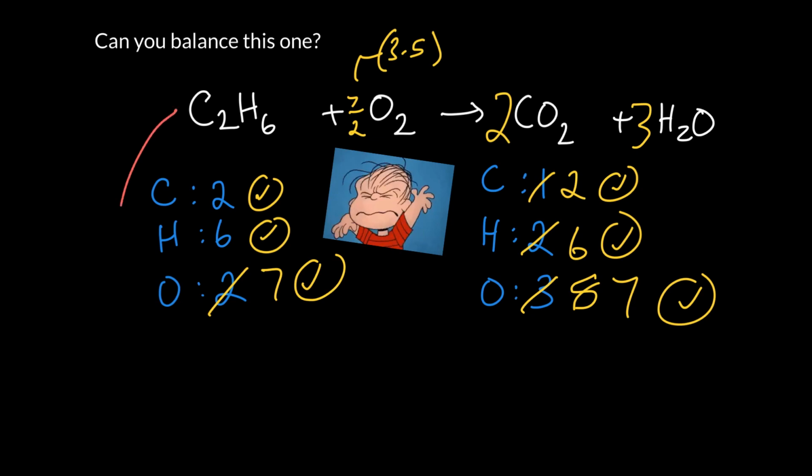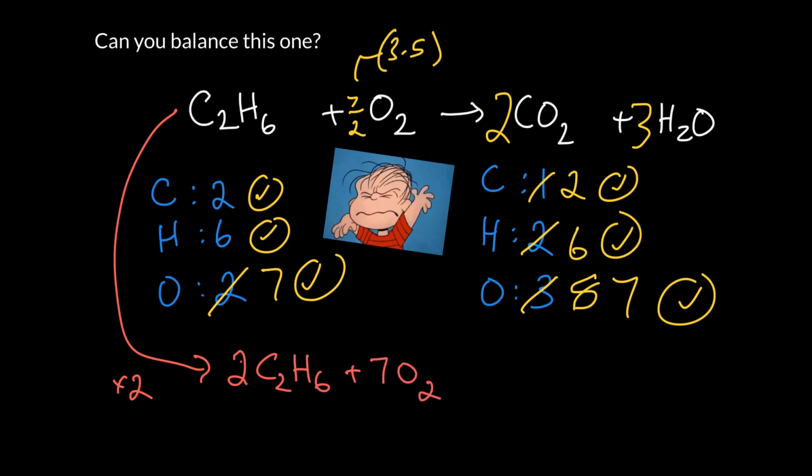Well, the easiest way is just to clear the fraction by multiplying by 2. So if we double everything, then remember that the C2H6, although we don't write the 1 in there, there is a hidden 1. So there are now 2 C2H6s. There are now 7 oxygens. Remember, oxygen is one of those 7 diatomic elements. There are now 4 carbon dioxides, and there are 6, almost doubled that to 7, but 3 times 2 is 6, water molecules. And so this is an equally well-balanced equation.